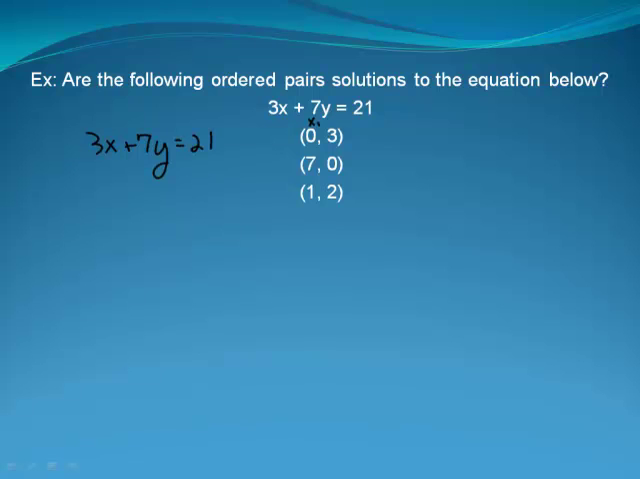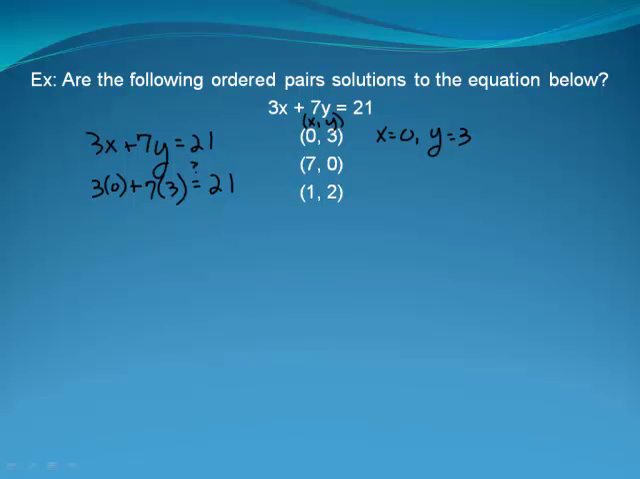Remember, ordered pairs are always in alphabetical order, so x is written first, y is written second. So that first ordered pair is telling you to let x be 0 and let y be 3. Plug those values into your equation. So that would give you 3 times 0 plus 7 times 3. And ask yourself, is that really true? Are those two sides equal if you let x be 0 and y be 3?